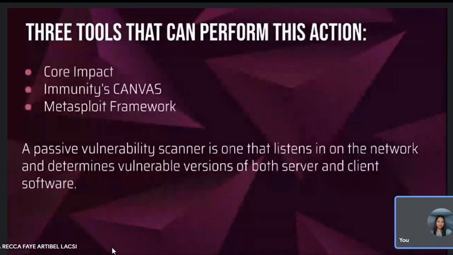There are three tools that can perform this action. One is Core Impact, then Immunity Canvas, and the Metasploit framework. A passive vulnerability scanner is one that listens in on the network and determines vulnerable versions of both server and client software. There exists a class of scanners that actually exploit the remote machine and allow the vulnerability analyst, or sometimes called a penetration tester, to create an account, modify a web page, or view data. And also these three tools, Core Impact, Immunity Canvas, and Metasploit framework, can be very dangerous and should only be used when absolutely necessary.